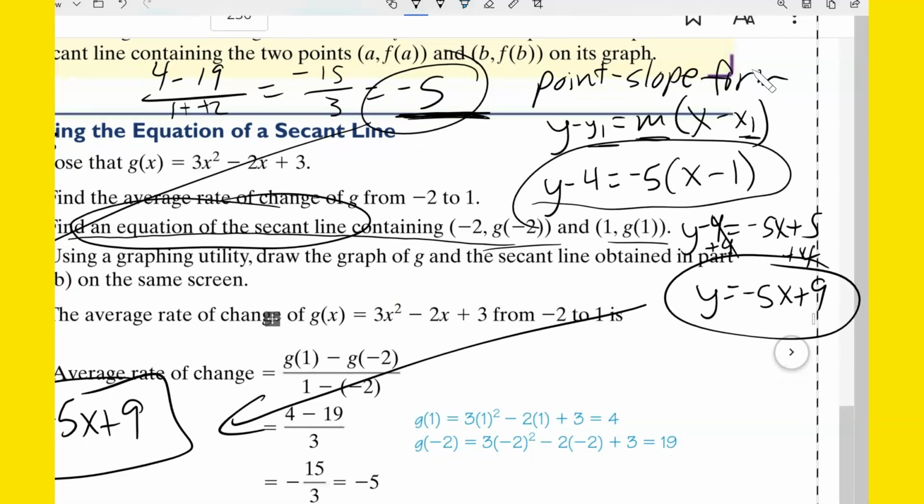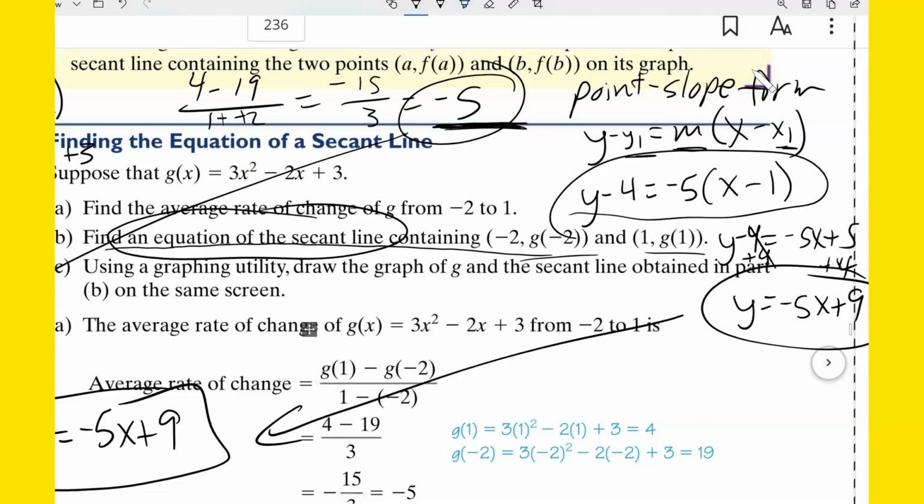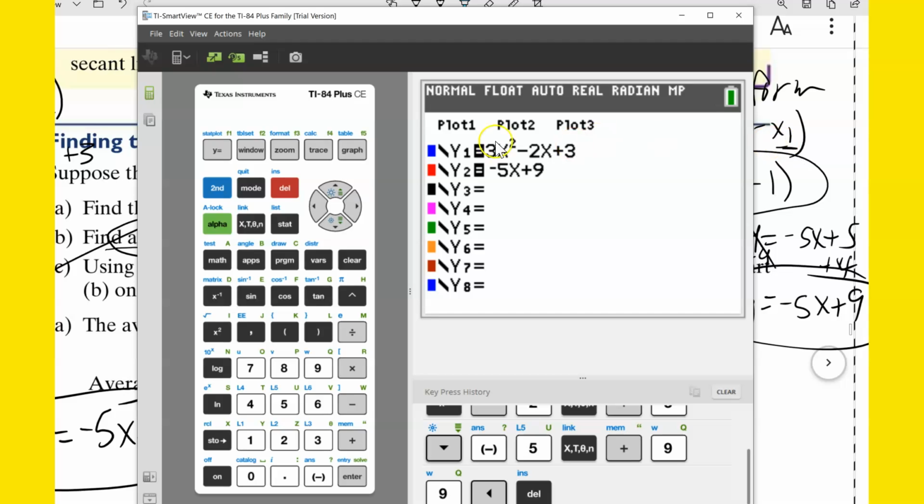with the slope-intercept method. All right, part C says, using a graphing utility, draw the graph of G and the secant line obtained in part B on the same screen. So I'm going to pause it and go ahead and do that. Okay, so you can see I've already typed into Y1 the original parabola equation, and in Y2, I typed in the equation of the secant line that I found in part B. So I'm going to graph both of them.